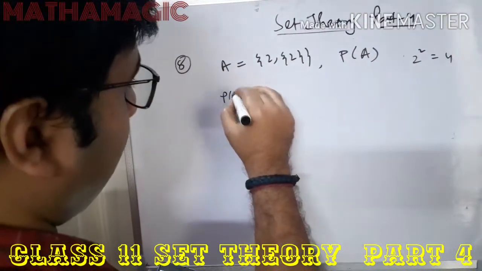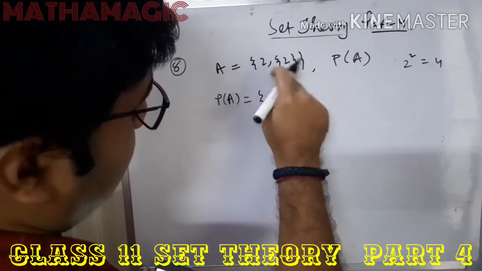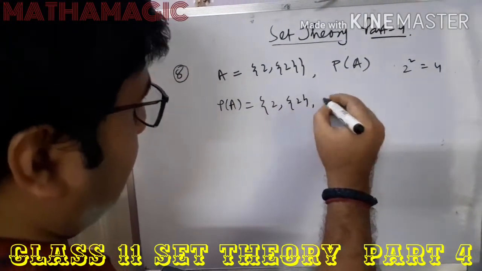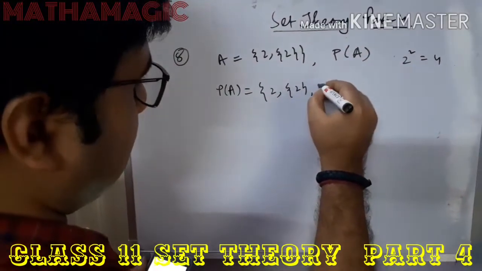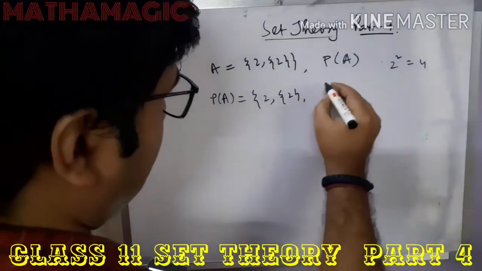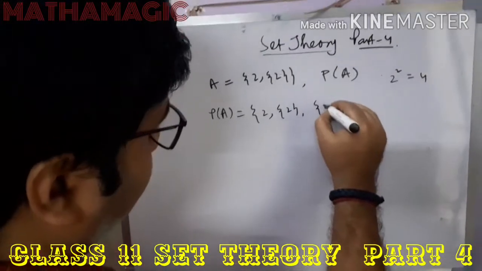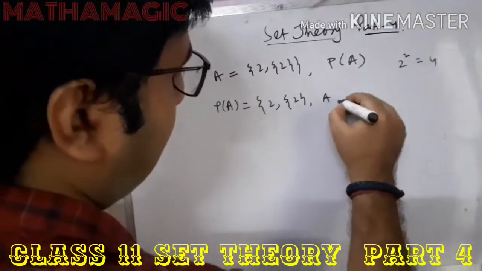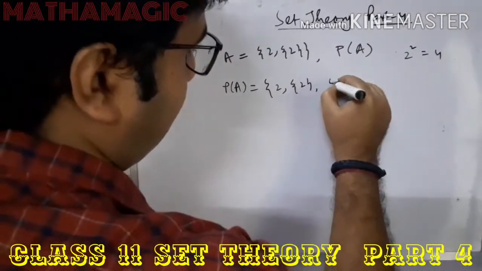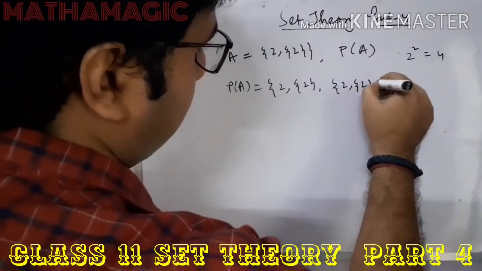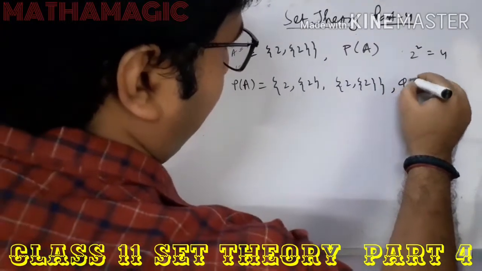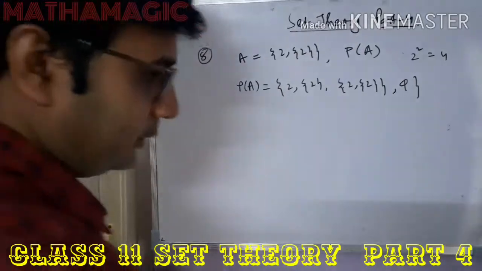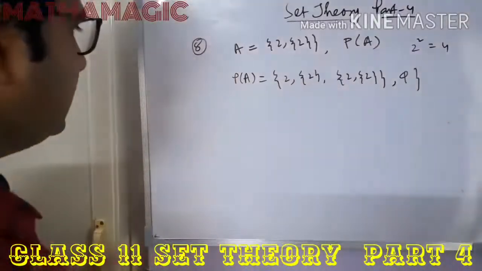So P of A will be, don't get confused by seeing this set, just write it down once again: first this one individually, then the set itself, or you can write it simply as A, or you can write 2 comma 5. Phi is a subset of every set. That is the number of subsets possible for this set. So don't get confused by this.